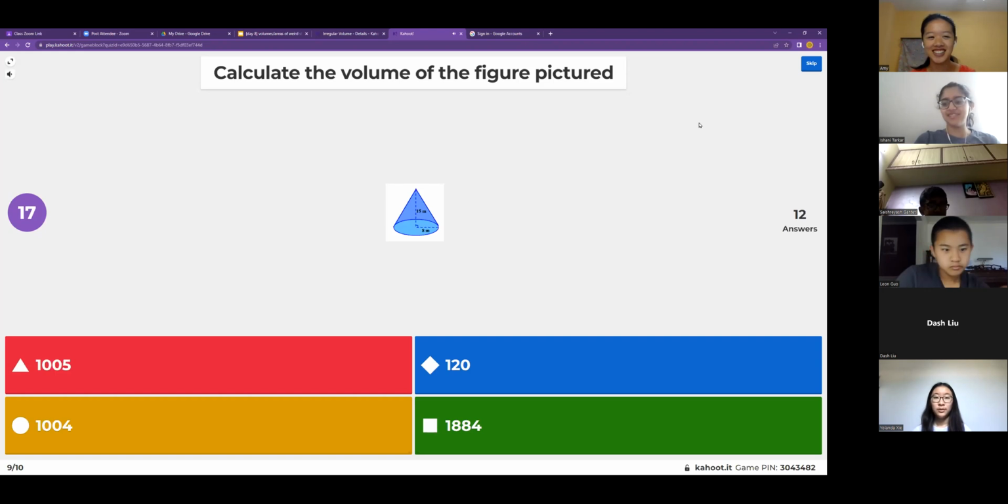Oh my god. Is there at least one Giga Chad in this classroom? That Giga Chad probably put like 120. The logical answer, the only answer it could be. The only answer could be 120.